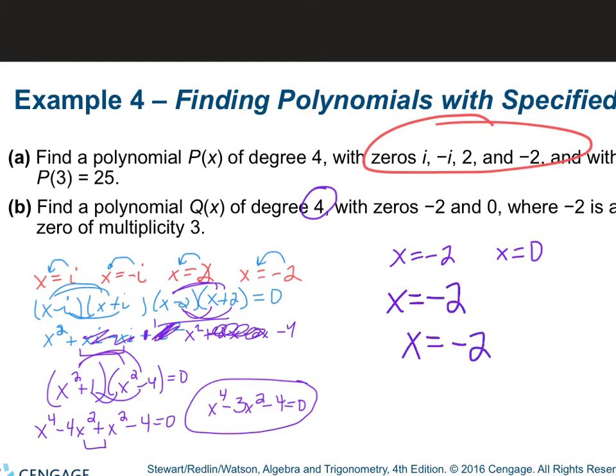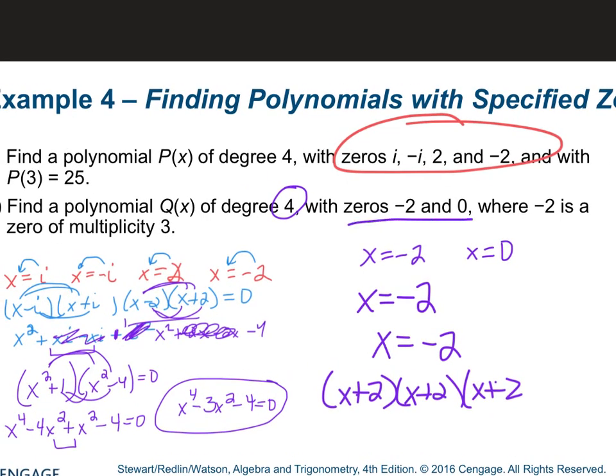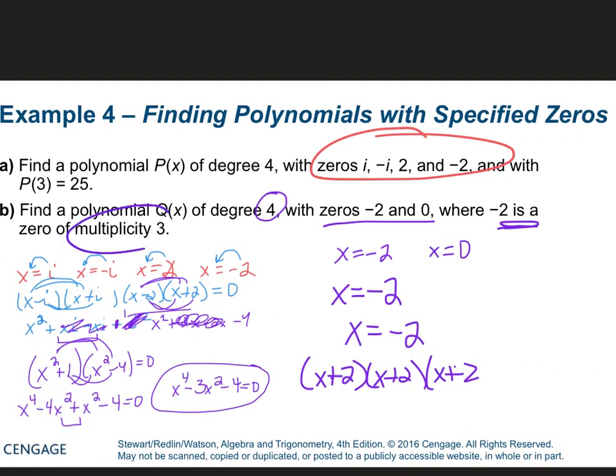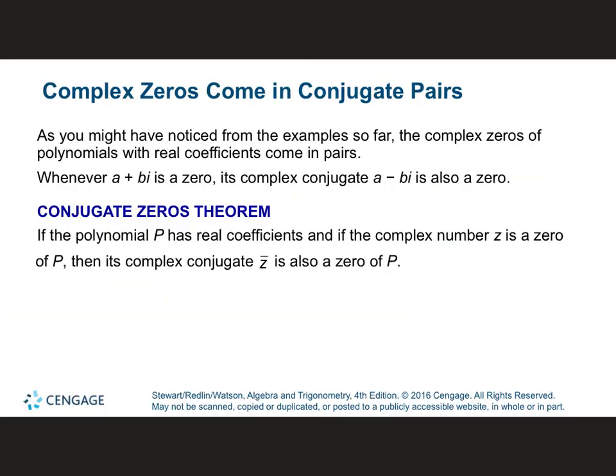Now, do I have my 4 answers? Yeah. So we would write out x plus 2, x plus 2, because they tell you that the zeros are negative 2 and 0. And then it tells you that negative 2 has a multiplicity of 3. That means, oh, I have negative 2 3 times. Okay, next one.